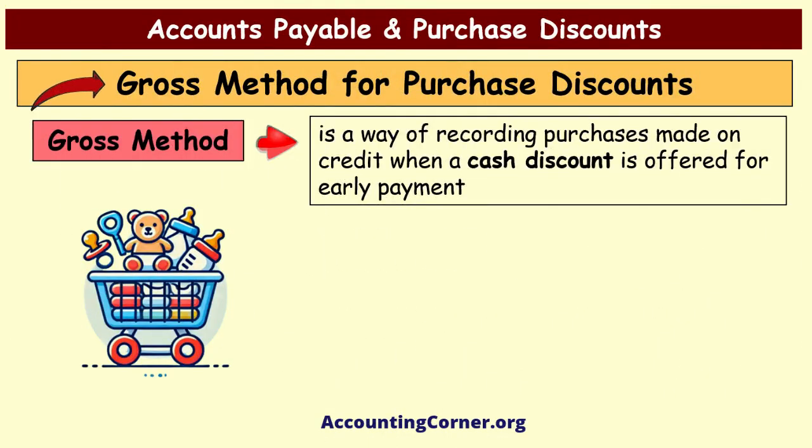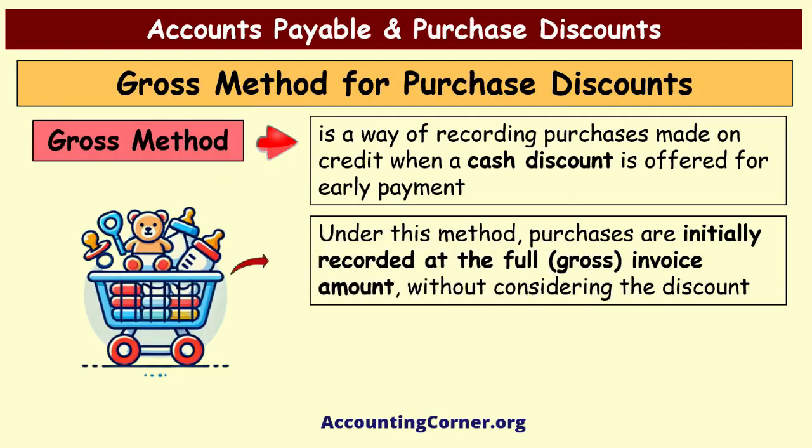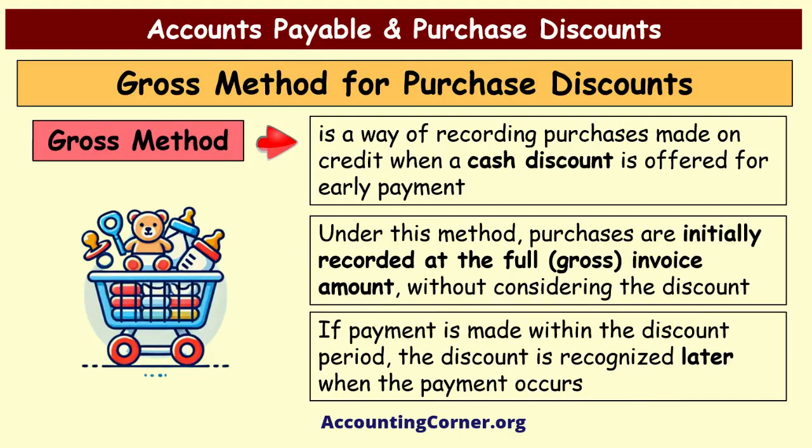Next, let's check, what is gross method for purchase discounts? It is a way of recording purchases made on credit when a cash discount is offered for early payment. Under this method, purchases are initially recorded at the full, gross, invoice amount, without considering the discount. If payment is made within the discount period, the discount is recognized later, when the payment occurs.